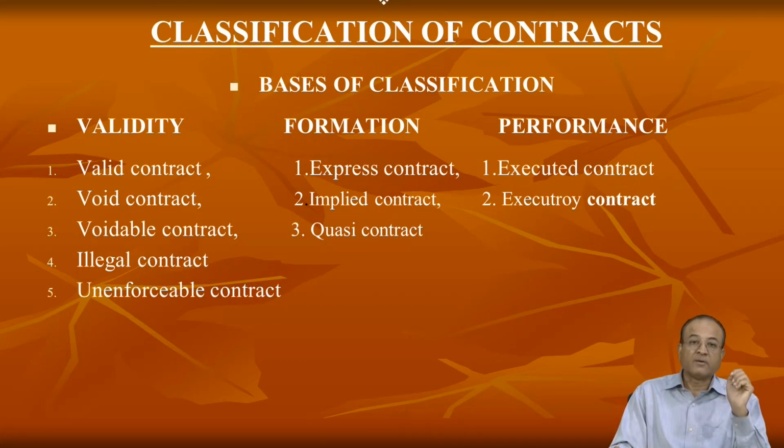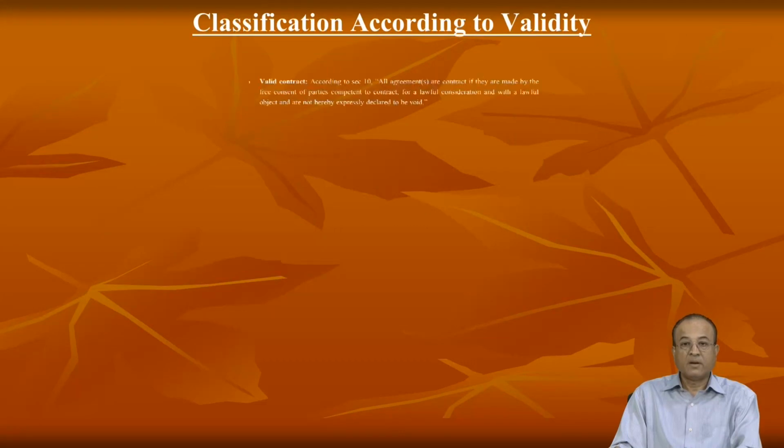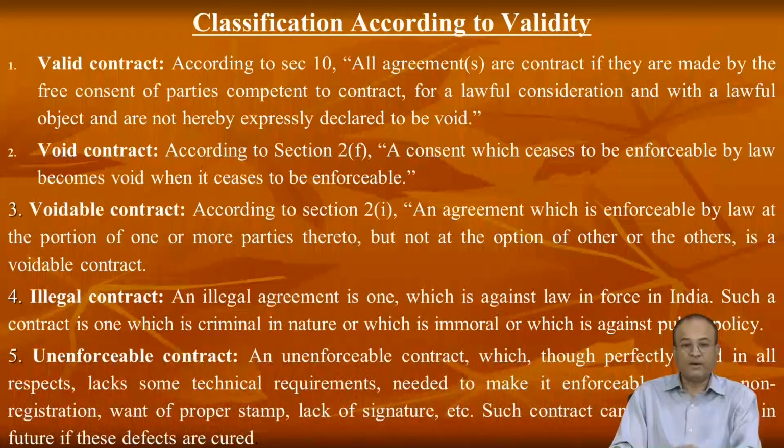Executory contract. Okay. First, classification according to validity. According to validity, a contract may be a valid contract, void contract, voidable contract, illegal contract, or unenforceable contract.